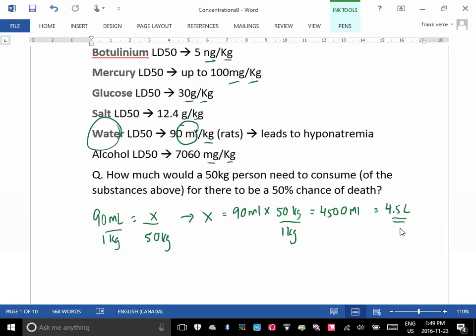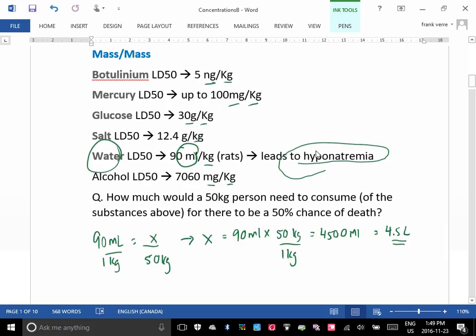And that is what happened. The condition is hyponatremia. It's very important for you guys in science to understand prefixes. Hypo means below, hyper means above. So hyponatremia means that your salt levels are low, and hypernatremia would mean your salt levels are too high. So there's an example of concentration, but you can see that it's usually mass over mass, and the example we did was volume over mass.